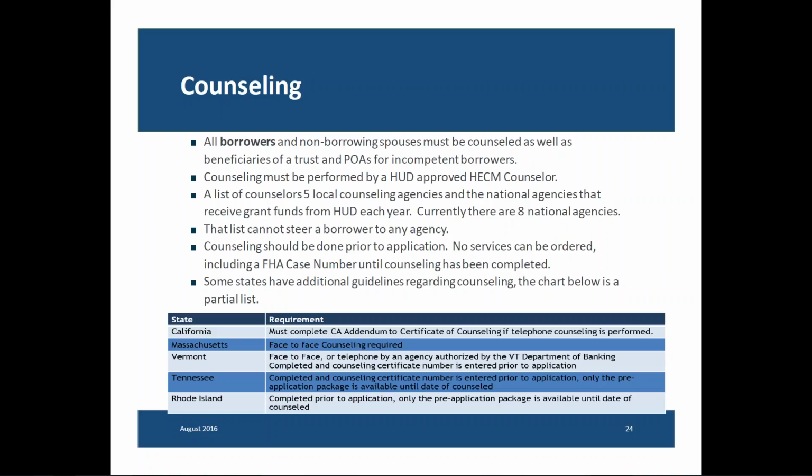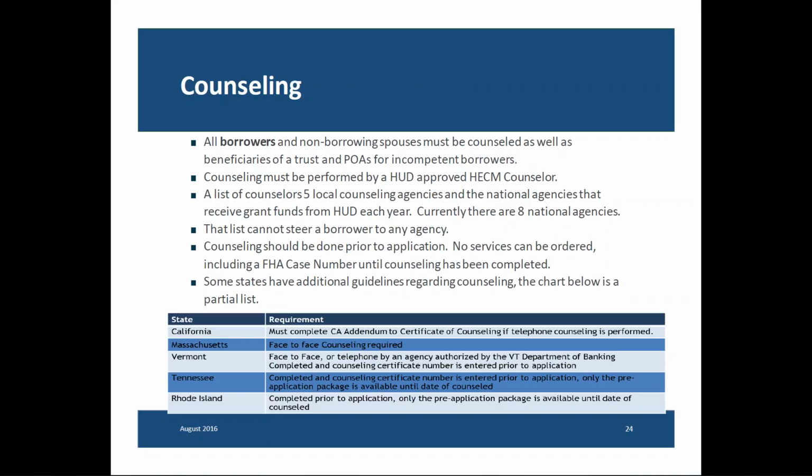Currently, there are 8 national agencies, but those are always changing. The list cannot steer a borrower to any agency, and the counseling should be done prior to application. No services can be ordered until counseling has been completed. So that's why we strongly suggest you do counseling prior to the application, no matter what state you're in. And as I'd mentioned previously, some states do have additional guidelines.